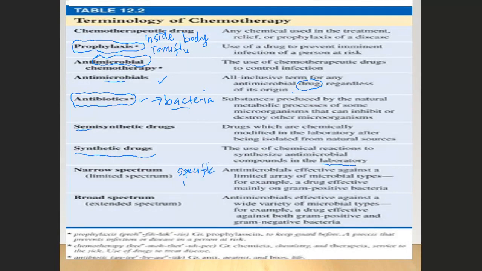Specific infection, for example, maybe only used for gram-positive bacteria. For the broad spectrum, it means that this is a drug that can be used for a wide variety of infection, maybe gram-positive and also gram-negative bacteria.